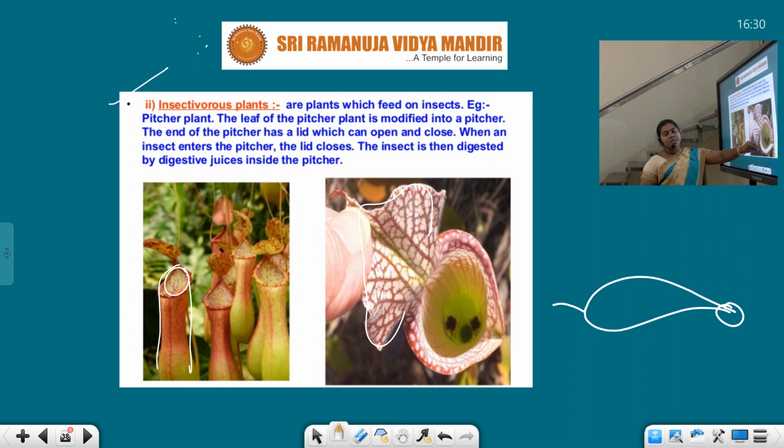Now what will happen after some time? There are certain enzymes, lytic enzymes, that will be secreted. These enzymes are going to kill the insect. So from the insect body, this plant obtains the proteins. Okay, understand? This is about the insectivorous plants. Best examples are Drosera, Nepenthes. All these are the best examples.